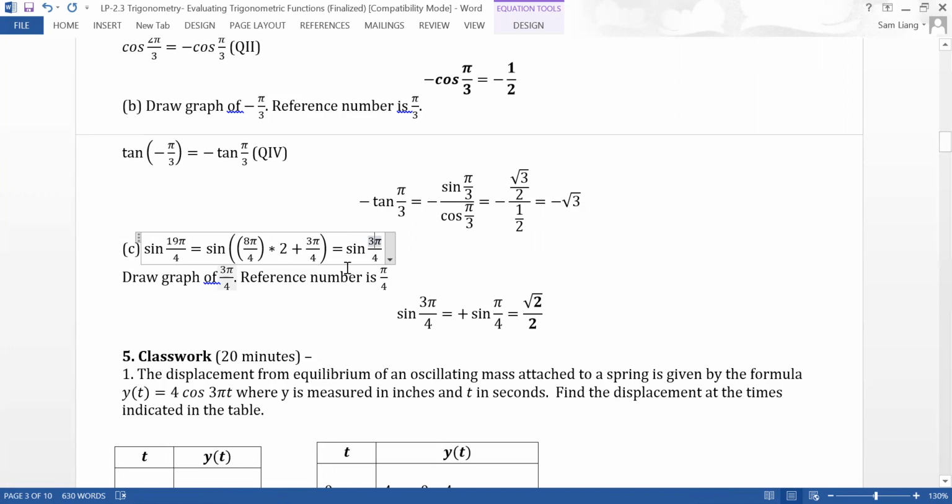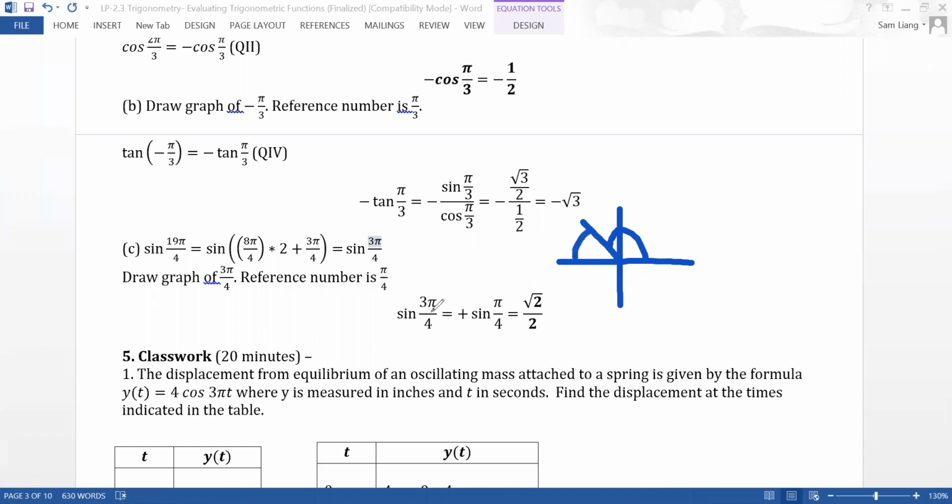Okay, so 3 pi over 4, let's see. 3 pi over 4 would be 135 degrees. That's right here in quadrant 2. So this is the reference number, and the reference number is pi over 4.